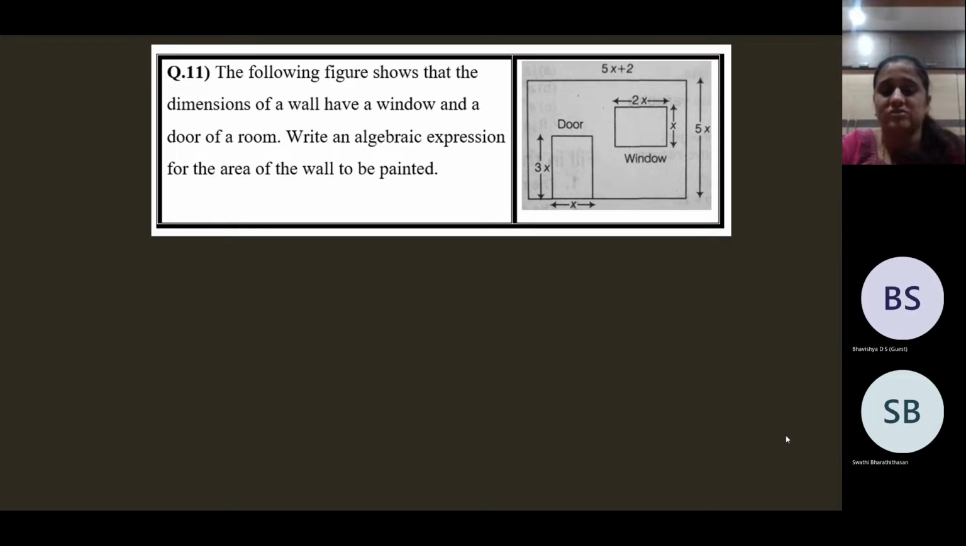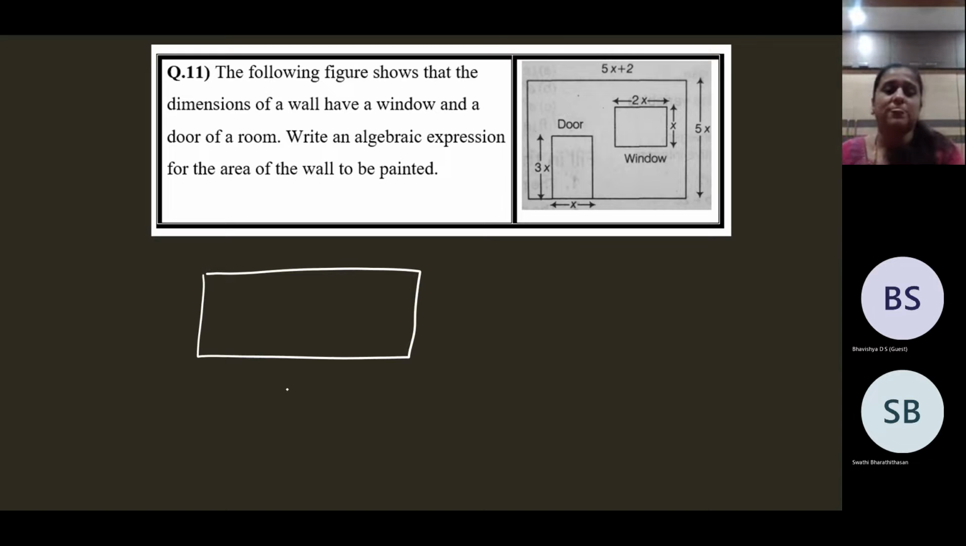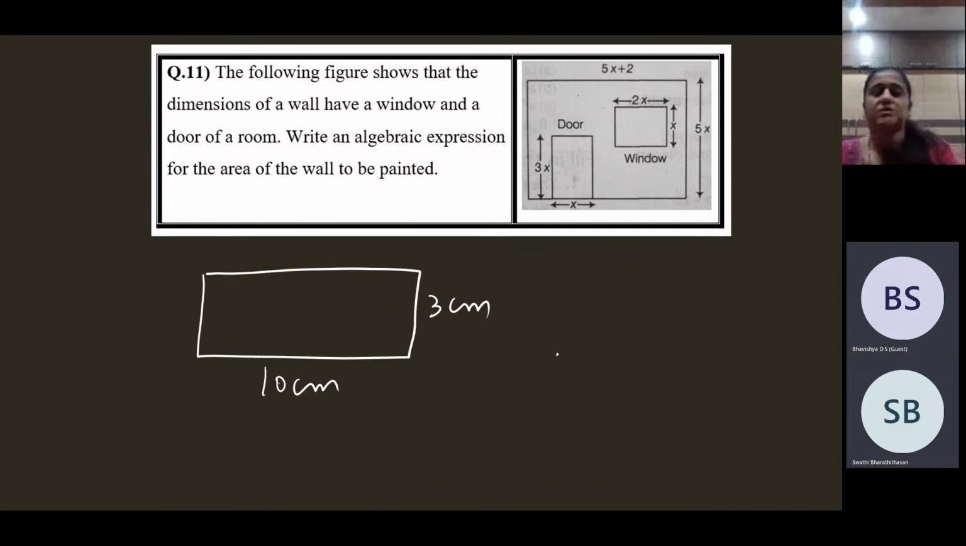I'll ask you some questions before that. Now, supposing I have a piece of paper, okay, in the shape of a rectangle. Now, the length is 10 centimeter and the breadth is 3 centimeter. All right. What is the area of the paper? 30 centimeter, ma'am.